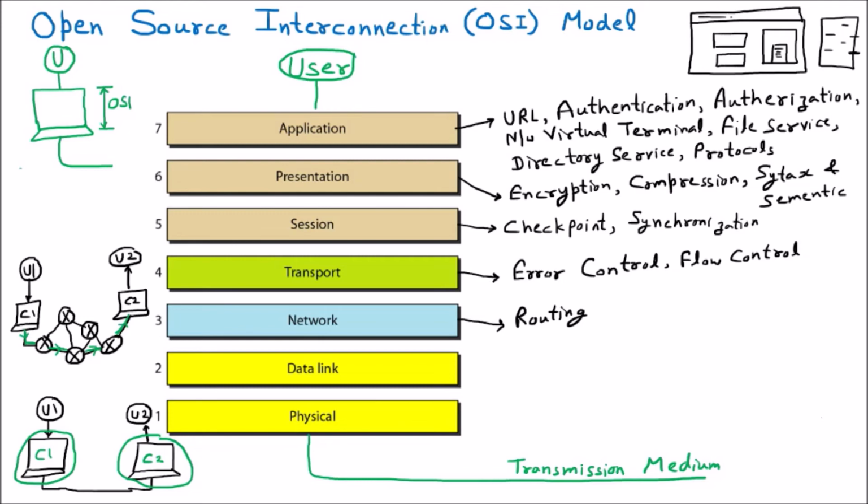I am taking the data link layer. To understand the data link layer, I am again taking the same example. Let us suppose that you have the system C1, same example I am opting, and I have the system C2. User 1 is here, which is you. User 2 is here, which is me. You are sending, I am receiving.